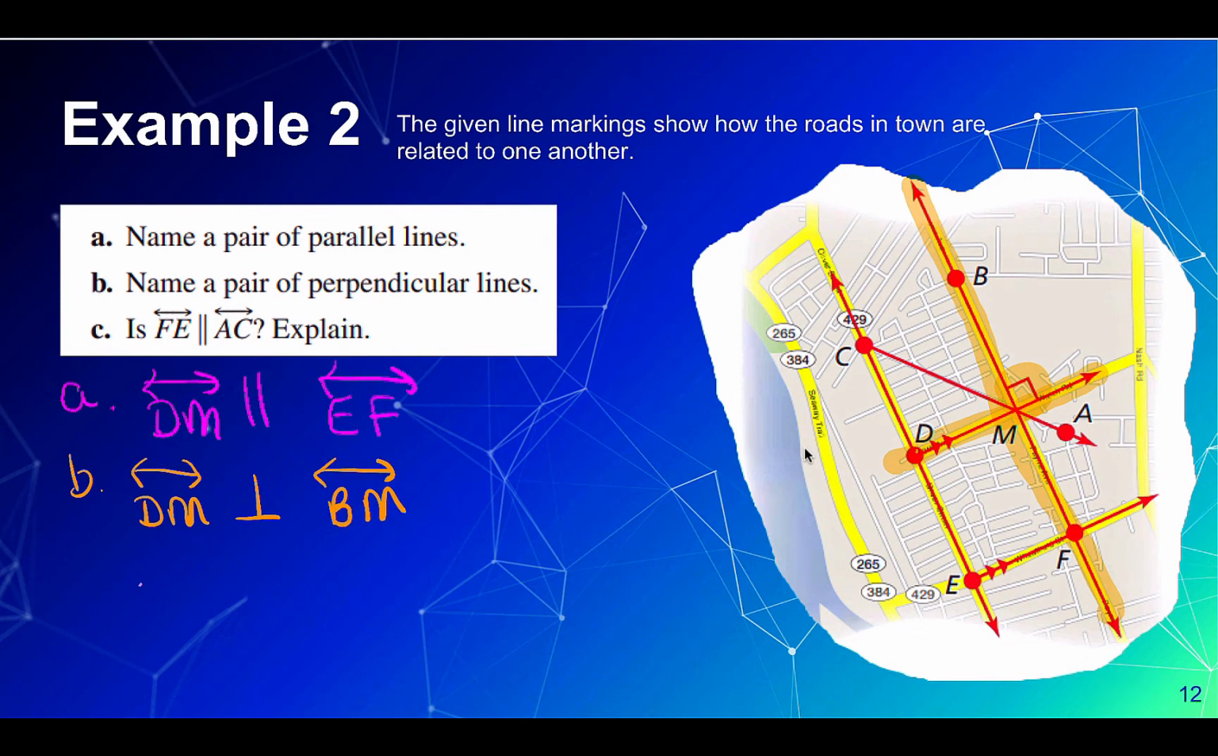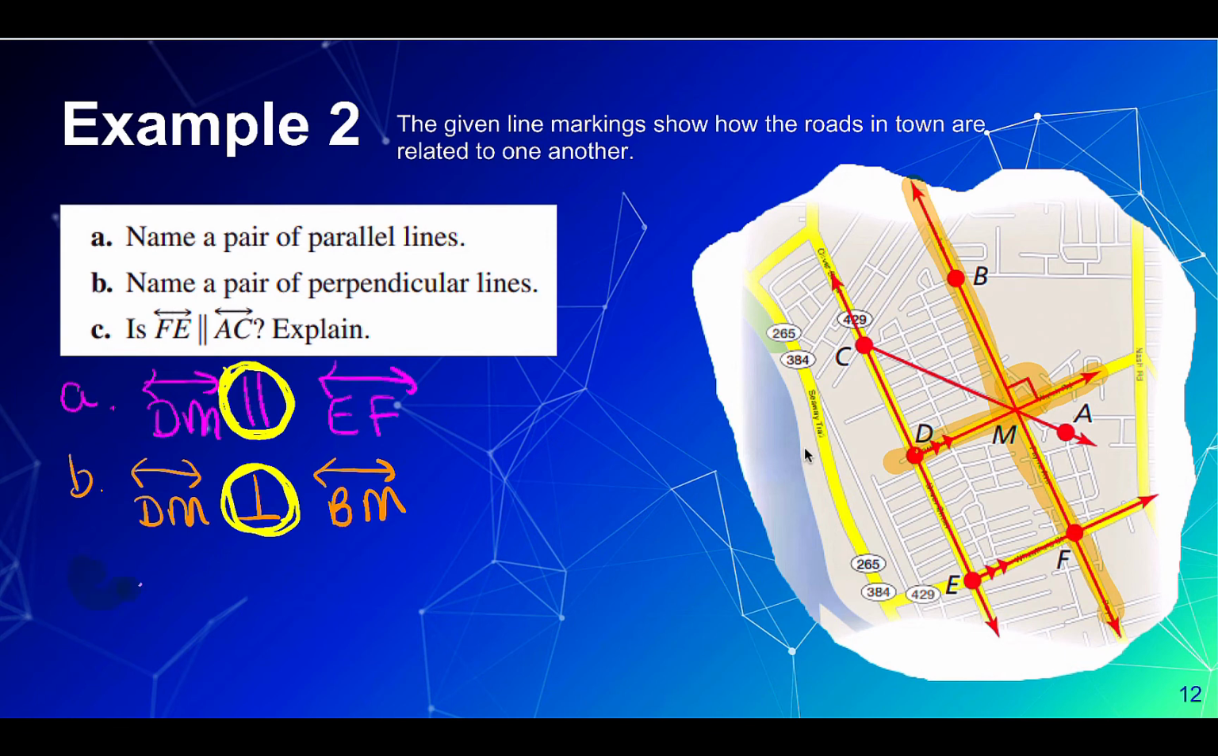Let's pause for a second and remember our symbols. Two vertical lines mean parallel. An upside down T means perpendicular. Parallel to, perpendicular to. Let's answer C.